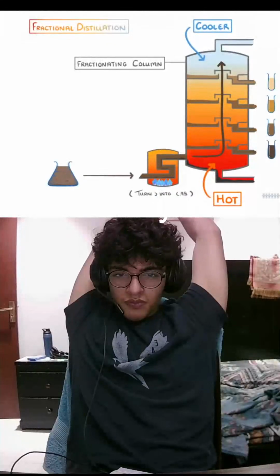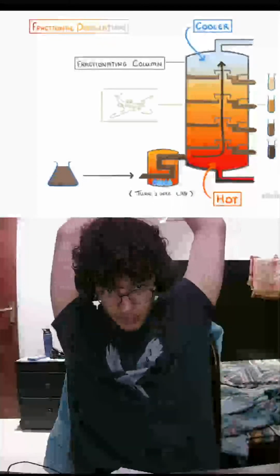This gives us fuels like diesel and petrol, which we use in cars and other road vehicles, and kerosene, which is used in jet engines.